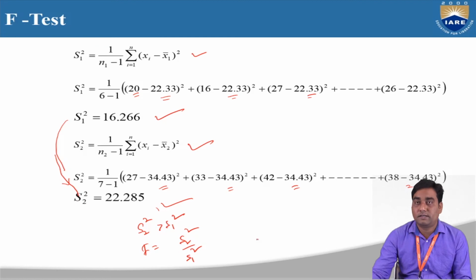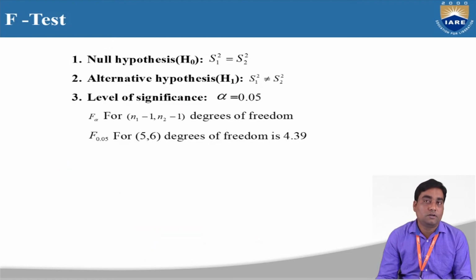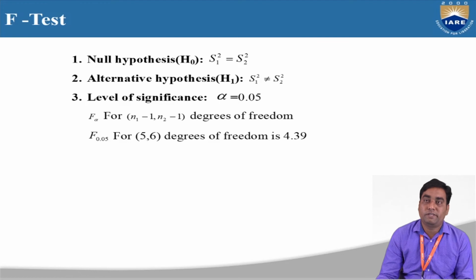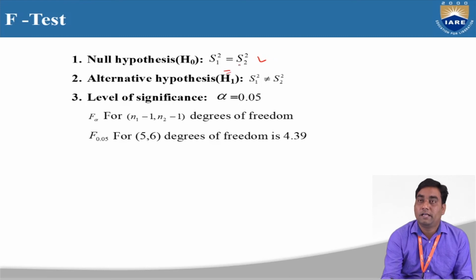Now we are going to discuss the hypothesis setup procedure. We set up the null hypothesis H0: S1 square equals S2 square. That means there is no difference between the variances of two samples. This is the standard setup. The alternative hypothesis: there is a difference between the two sample variances. Alpha is given as 0.05, so we require F alpha.